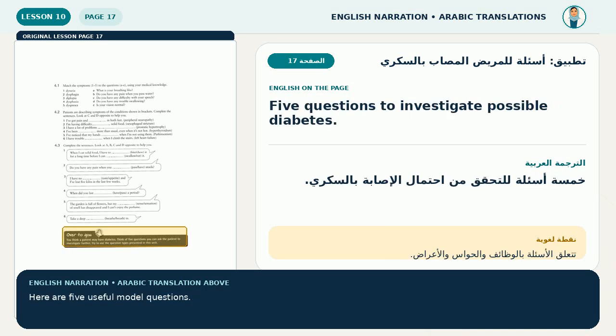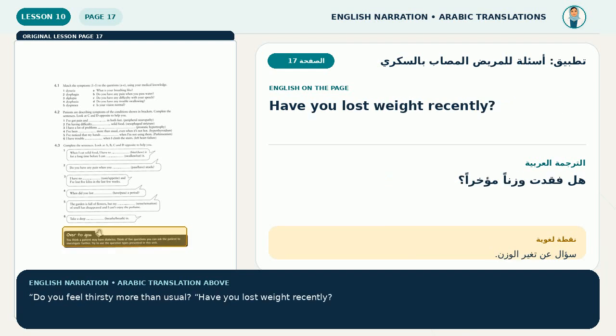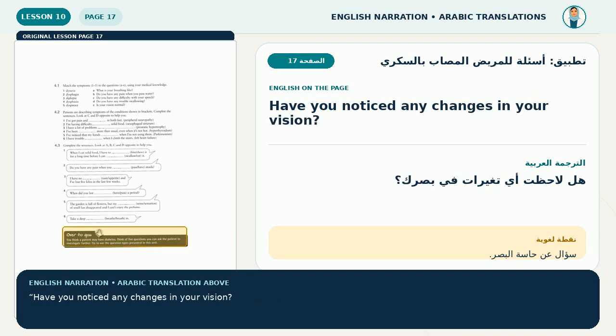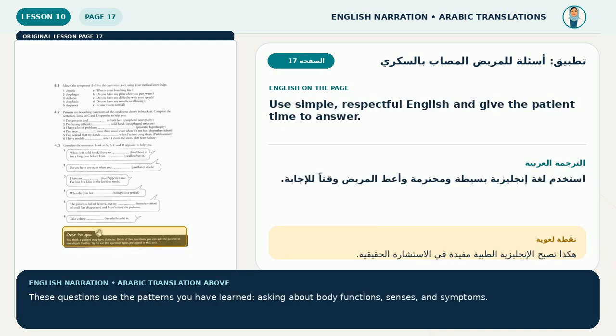Here are 5 useful model questions. Have you noticed any problems passing urine? Do you feel thirsty more than usual? Have you lost weight recently? Have you noticed any changes in your vision? Do you have any numbness in your fingers or toes? These questions use the patterns you have learned, asking about body functions, senses, and symptoms. For example, frequent urination and thirst can be important symptoms in diabetes. Changes in vision and numbness can also be relevant.